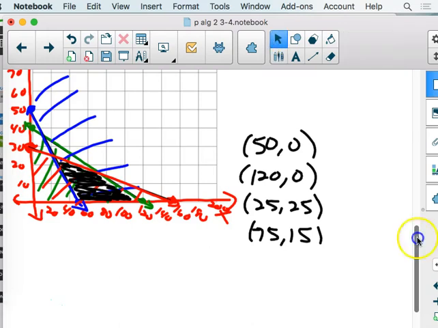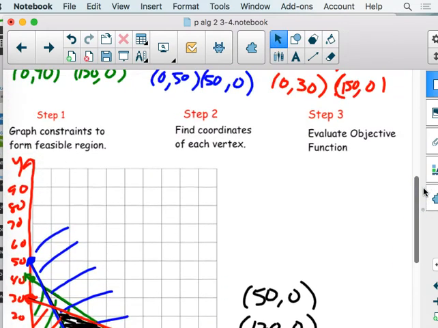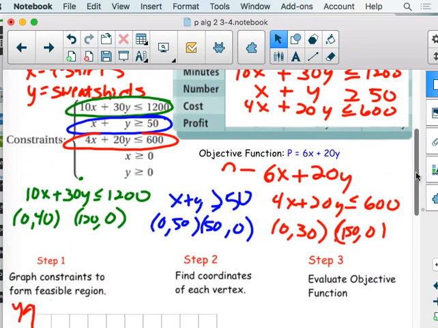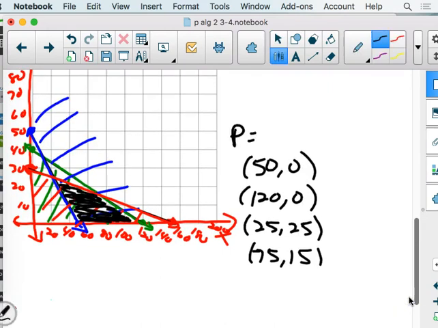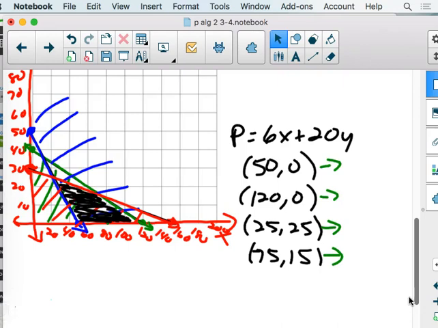And way back up here somewhere, we had a profit formula. That was what we were interested in. Profit equals 6x plus 20y. All right, so we don't take a lot of time with this. Let's have these two rows find us 50, 0. This row, find us what we'll get for 120, 0. This row, find us 25, 25. If you plug that in, what will you get? And then this row, find the answer for 75, 15. Somebody's got to have it up there.